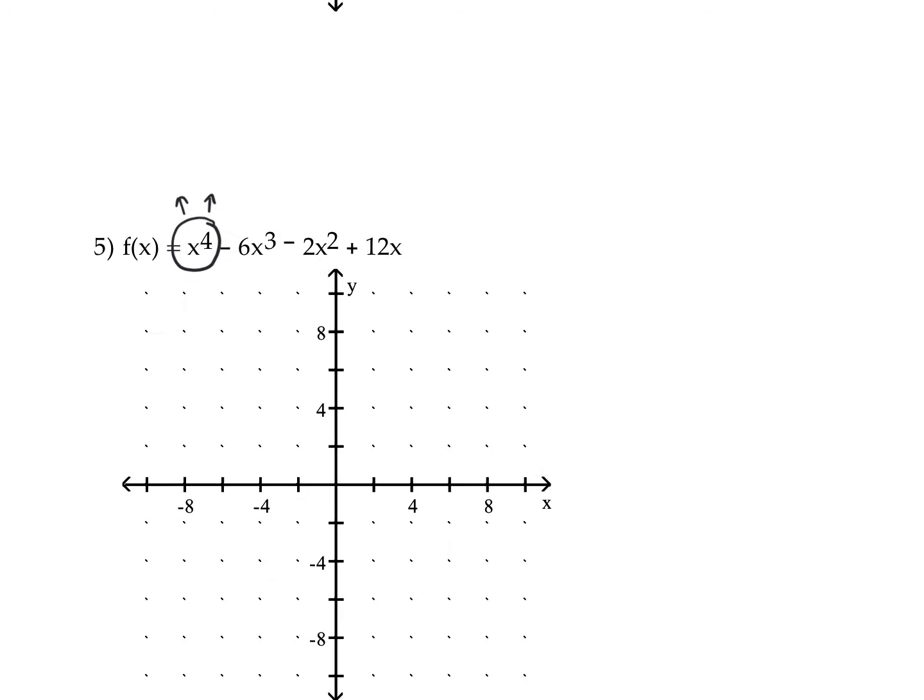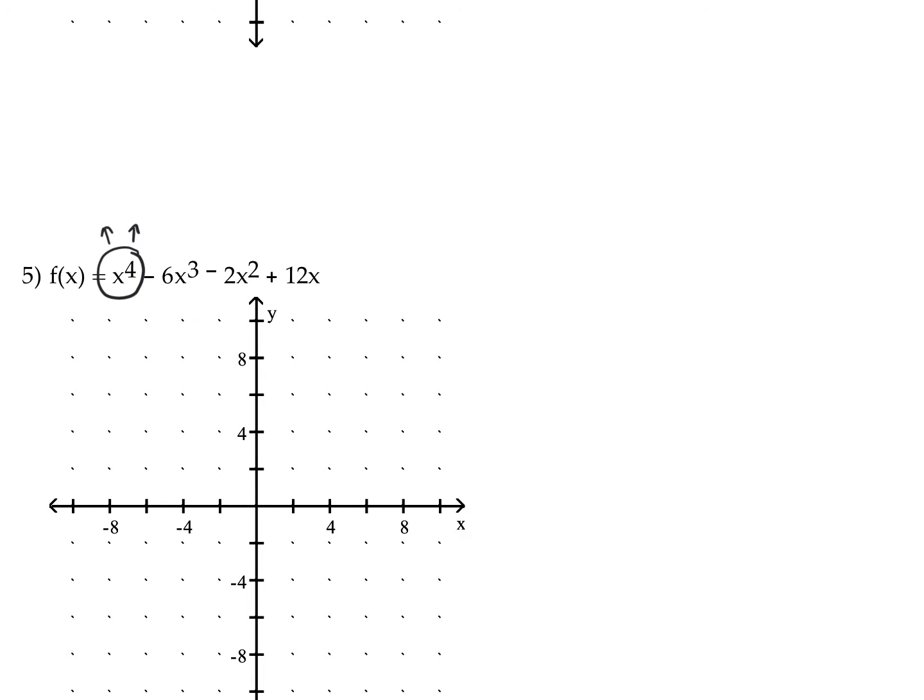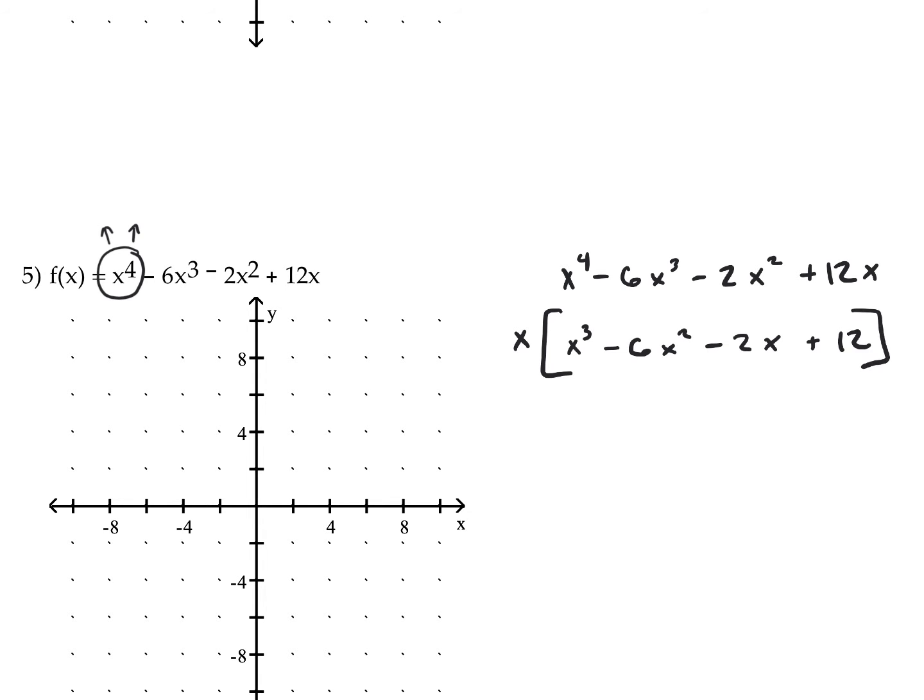Next, we want to find our zeros so we know where we cross the x-axis. So I have x to the 4th power minus 6x cubed minus 2x squared plus 12x. Do I have anything in common in all of these terms? X. So I can take out an x. And then I'm left with x cubed minus 6x squared minus 2x plus 12. I have 4 terms, so how do you think I should factor this? Grouping.